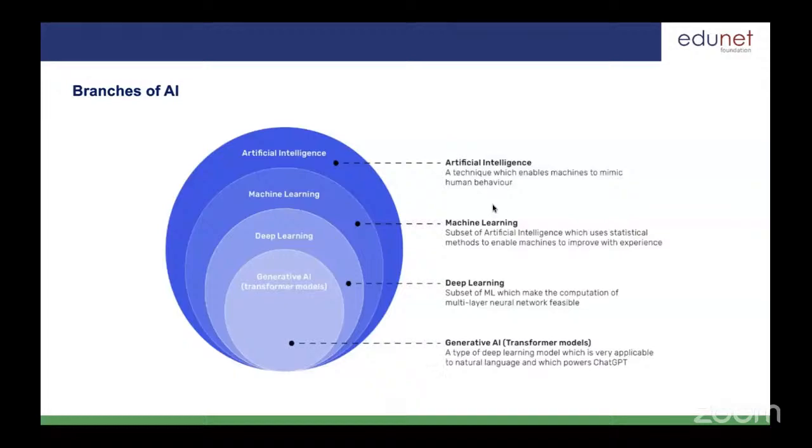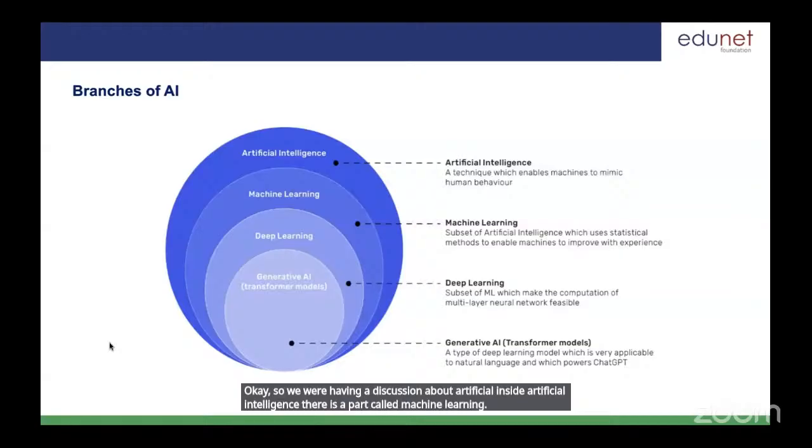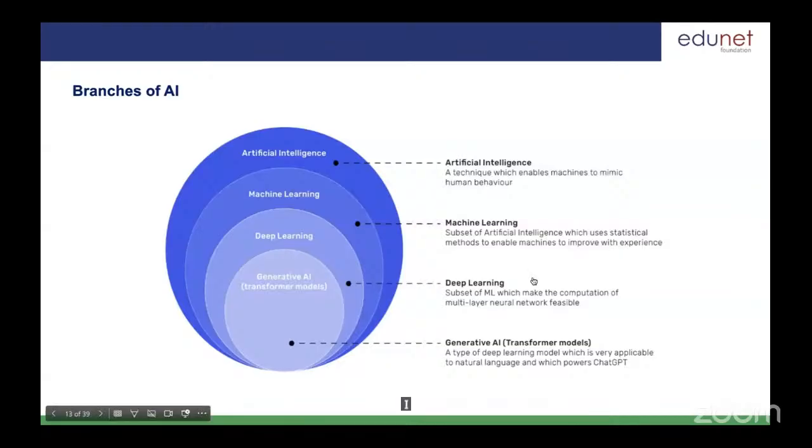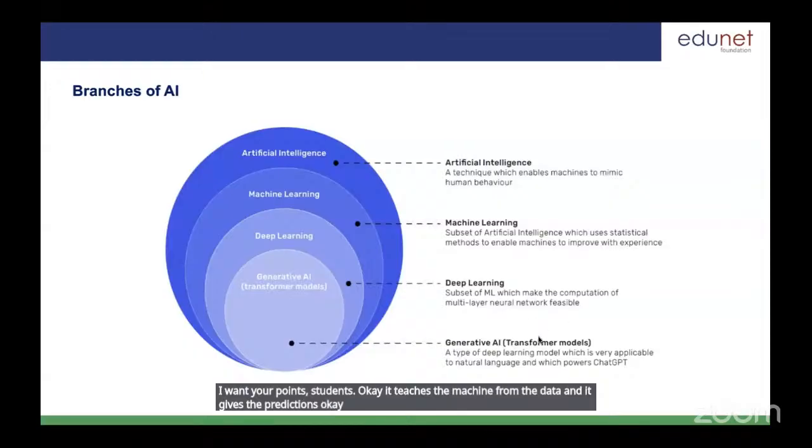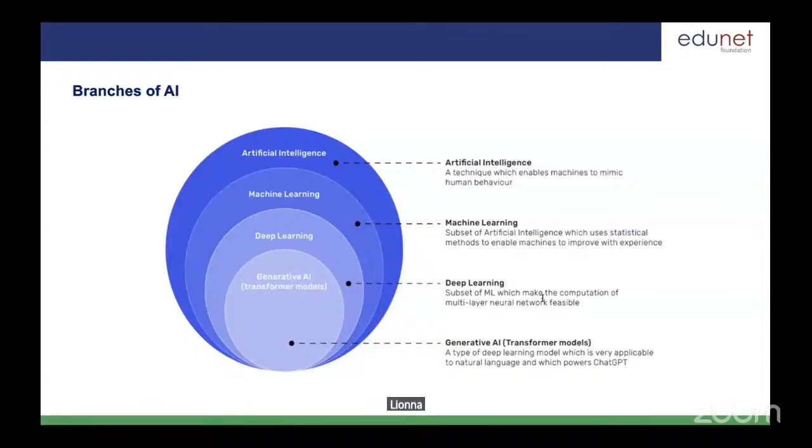Okay. So we were having a discussion about artificial intelligence. There is a part called machine learning. Now I just want to know what exactly that machine learning is. I want your points, students. Okay, it teaches the machine from the data and it gives the predictions. Then learning from the historical data. Okay, developing the algorithms. Then train the model. Okay, it will predict from the past data. Okay, so a lot of good answers are coming up.